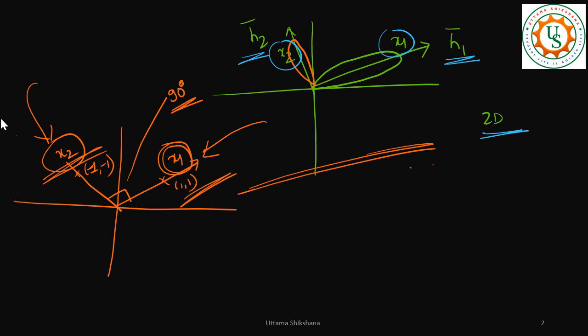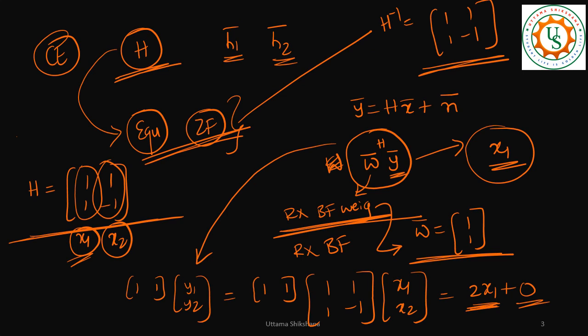It is equivalent to saying that the signal is transmitted in these directions. So I was taking a specific example where the channel matrix H is equal to [1 1; 1 -1], a 2 cross 2 matrix. Along [1 1] the x1 is transmitted, and along [1 -1] x2 is transmitted.